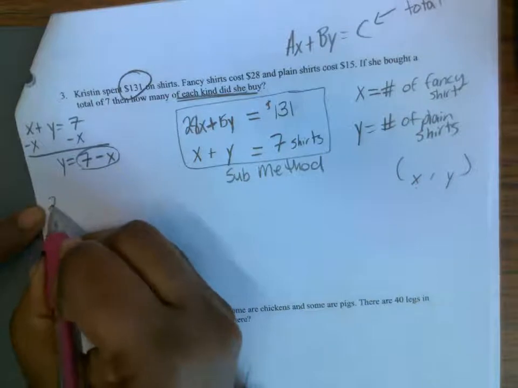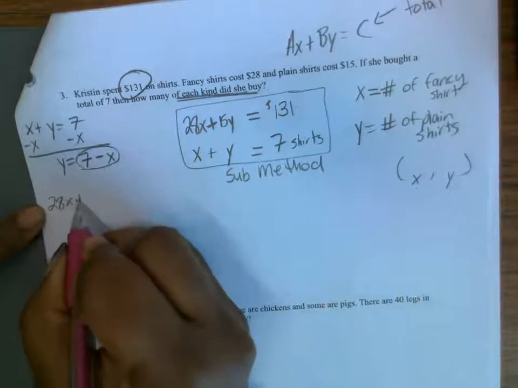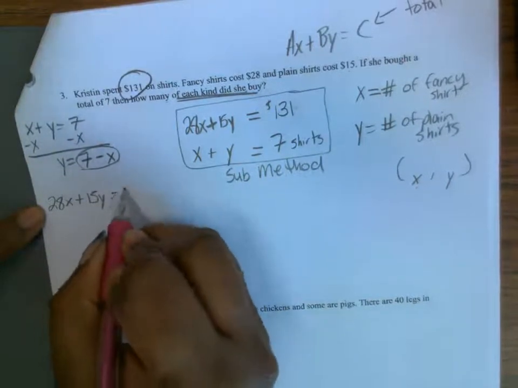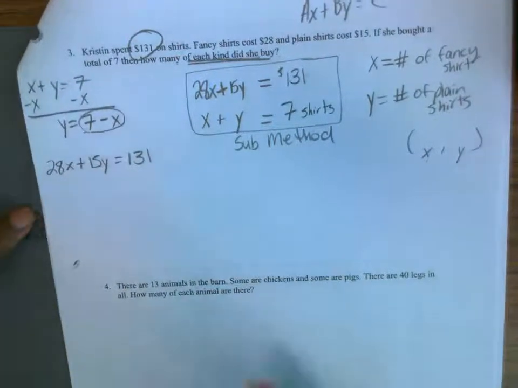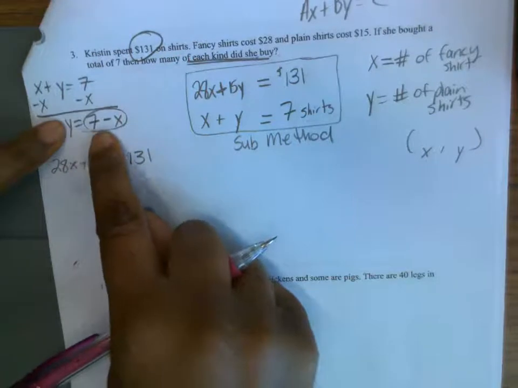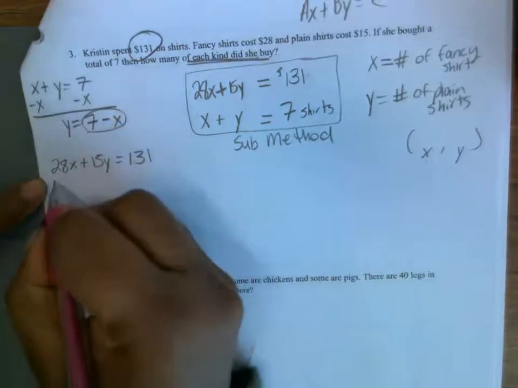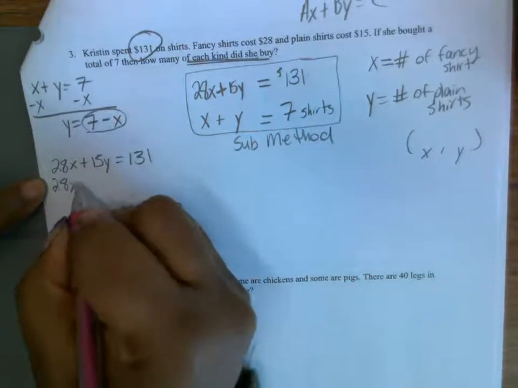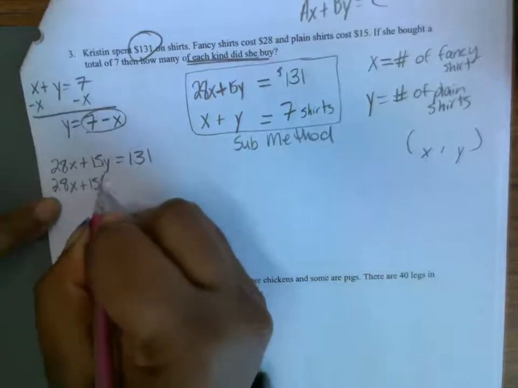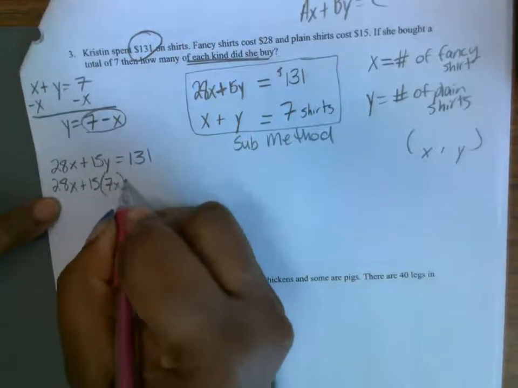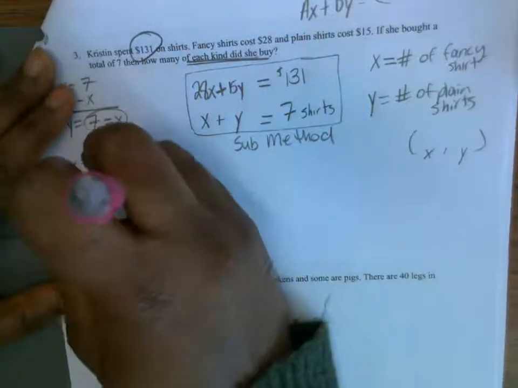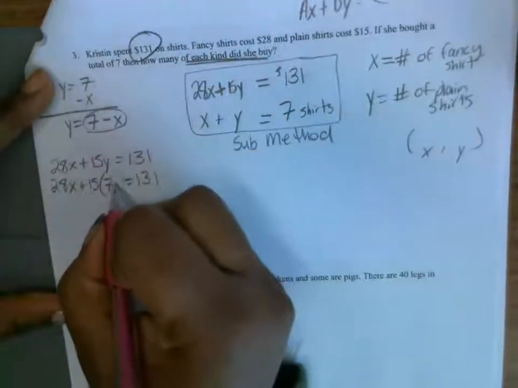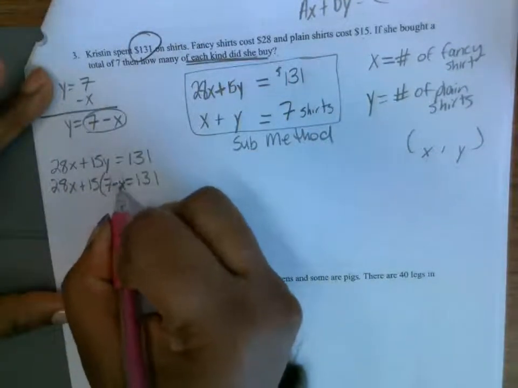So write the other equation: 28x plus 15y is equal to 131. I'm going to replace y with this expression. So this is going to be 28x plus 15 times 7 minus x, and bring everything else down. This is the substitution method. Oh, sorry, y'all. I'm tripping. 7 minus x. Lord help me.